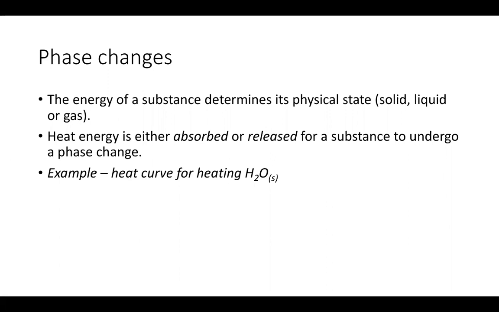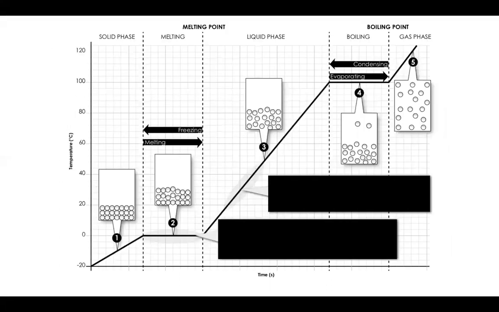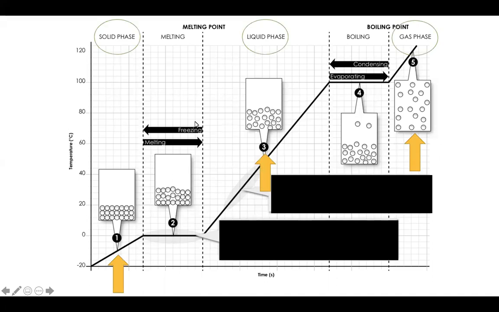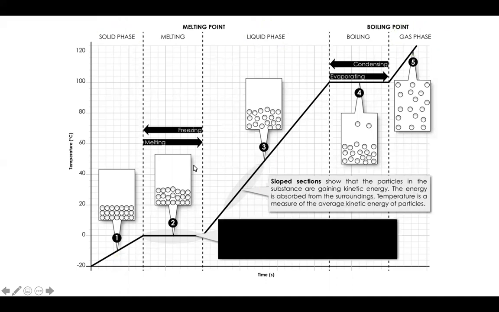For example, we have the heat curve relating to the heating up of water. So reading off the graph, you can see we have our temperature here on the y-axis, we have our time, and you can see we're starting at minus 20 degrees. So of course we'll have solid ice. We have our solid phase, our liquid phase, and our gaseous phase. So here in our slope sections, it indicates that our particles are gaining kinetic energy from the surroundings. The temperature is a measure of that average kinetic energy.